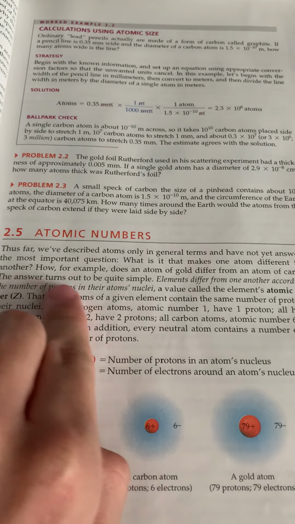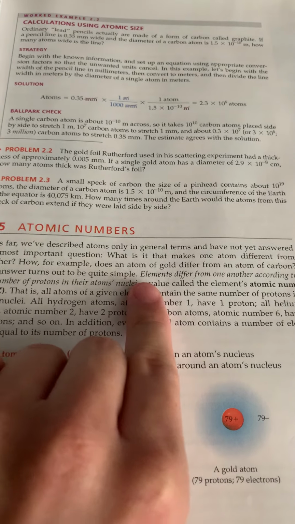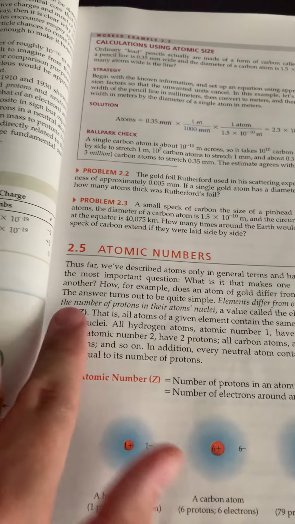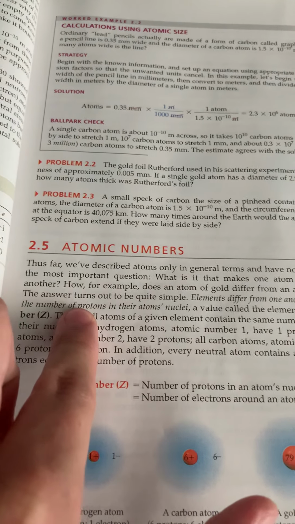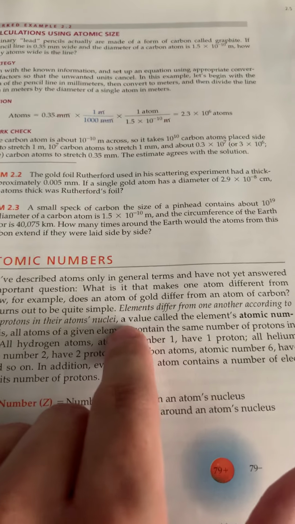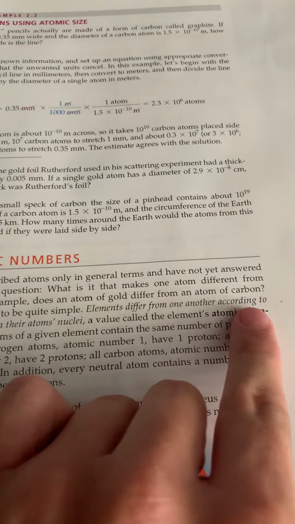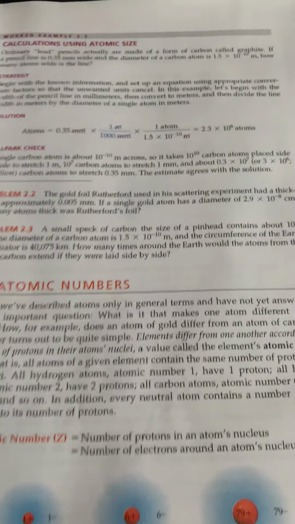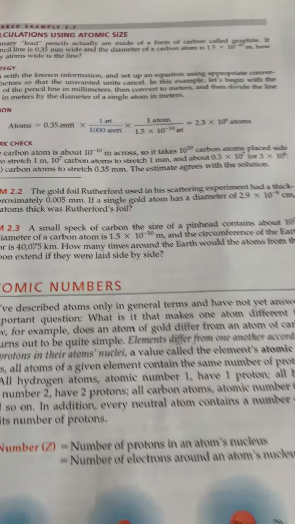The answer turns out to be quite simple. Elements differ from one another according to the number of protons in their atom's nuclei, a value called the element's atomic number, Z. Okay, so it gave us the answer right away. The way we tell elements apart is based on the number of protons in the nucleus.